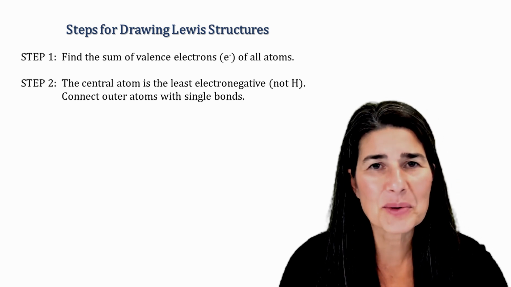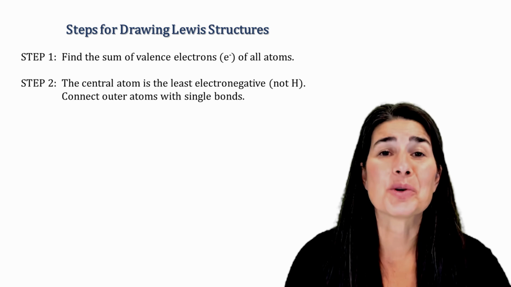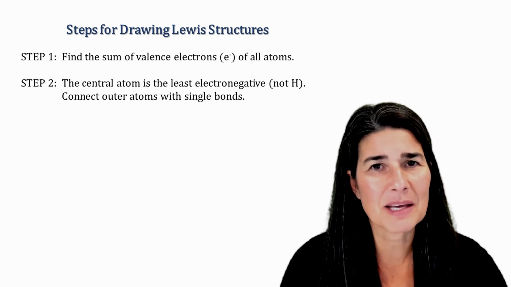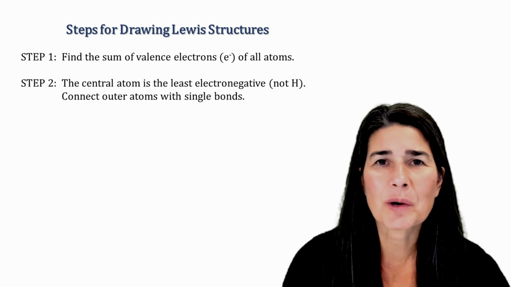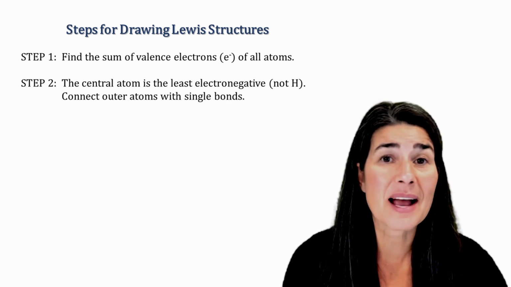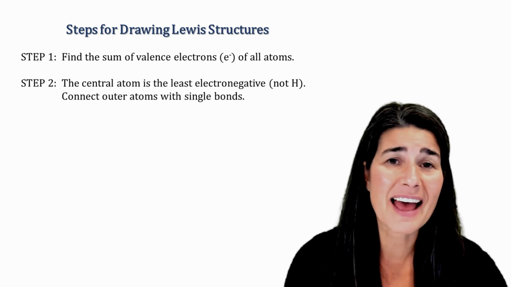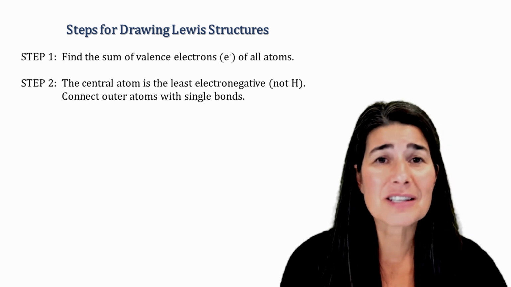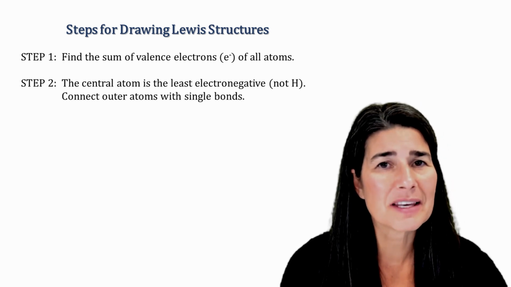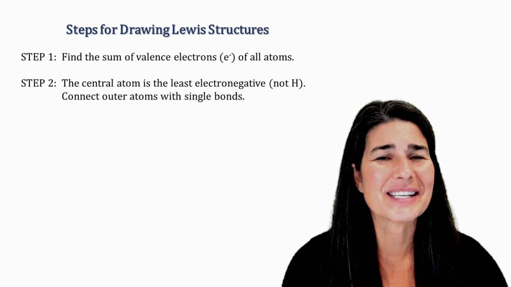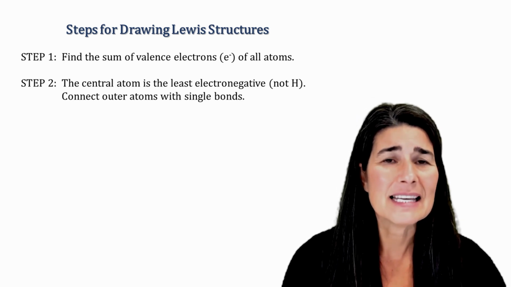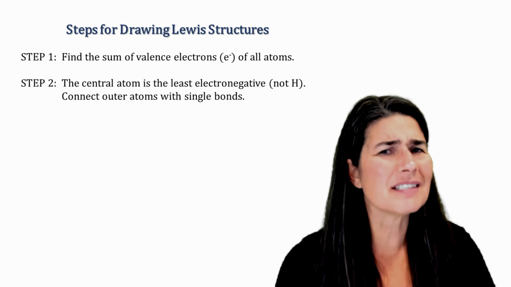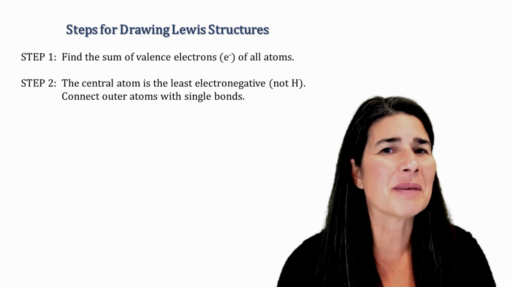Another tip for you, carbon makes a great central atom. If given the choice, put carbon in the middle. Carbon always makes 4 bonds, so it can be completely surrounded on all sides by atoms. So never hydrogen. Carbon's a great choice, and it's usually the one that's not like the others, the different one. All right, step 1, add up the valence electrons. Step 2, put the different one, not hydrogen, in the middle.